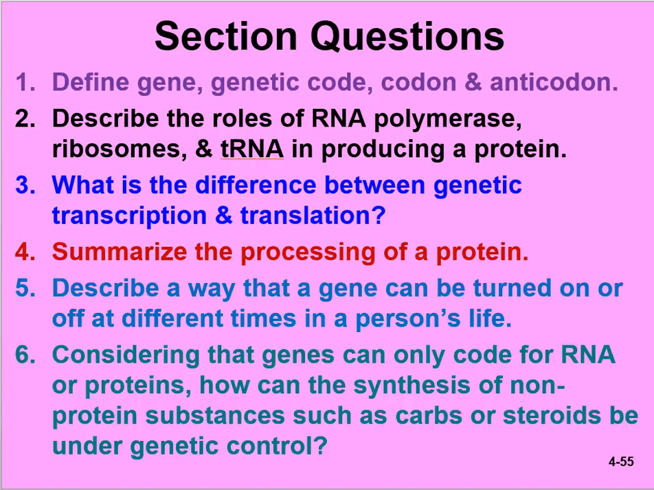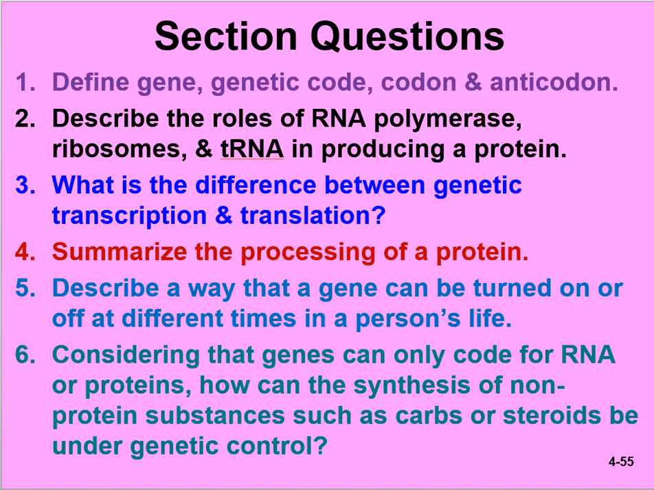Number 2, describe the roles of RNA polymerase, ribosomes, and tRNA in producing a protein. Answer: RNA polymerase is an enzyme. It's located in the nucleus of the cells. It binds to DNA at a certain site, usually the TATA box, and then it allows the RNA nucleotides to be assembled complementary to the code in DNA.